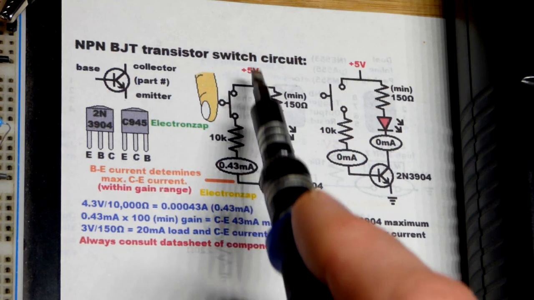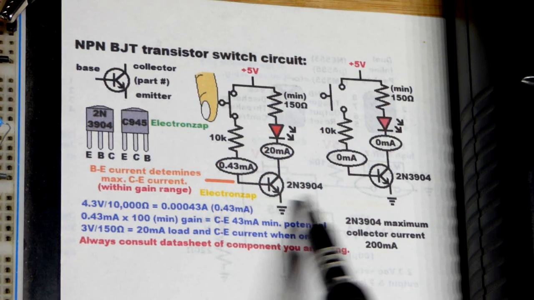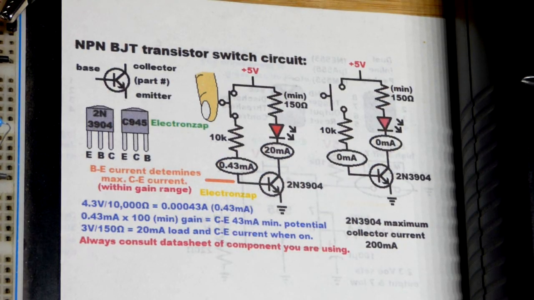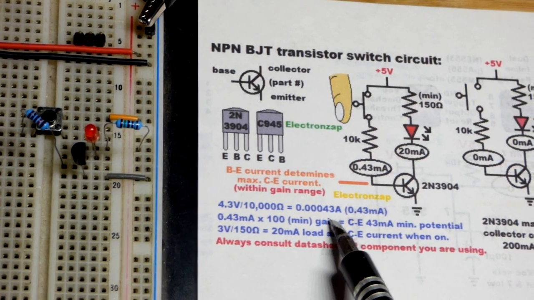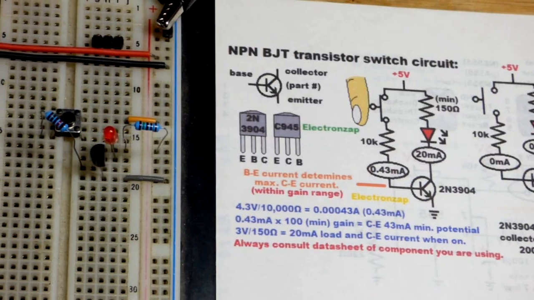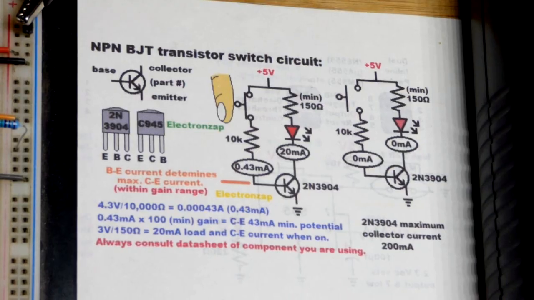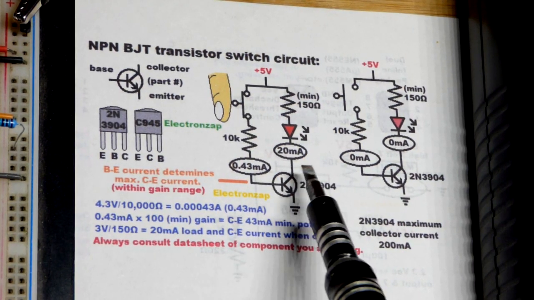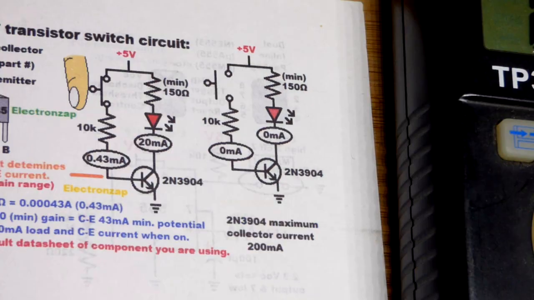Now, for that 0.43 milliamps current, we got 5 volts from the supply. Base to emitter is dropping about 0.7 volts. So we got about 4.3 volts across the 10K resistor. I did the math there, and that gives us 0.43 milliamps of current. You do the math in amps, though. And so you take that current times 100, second line down there, and that gives us 43 milliamps of current. It will let flow, but in this case, the load limits the current.